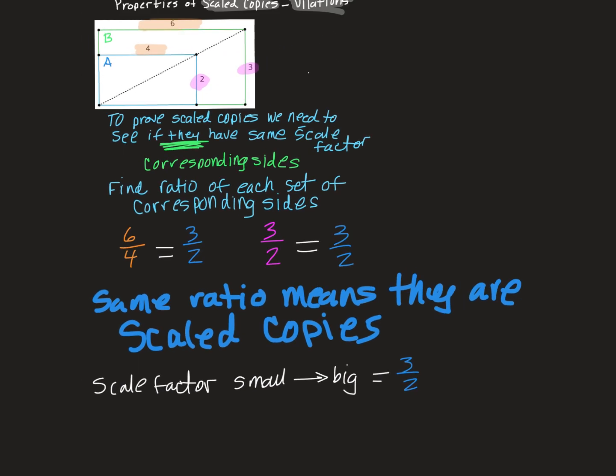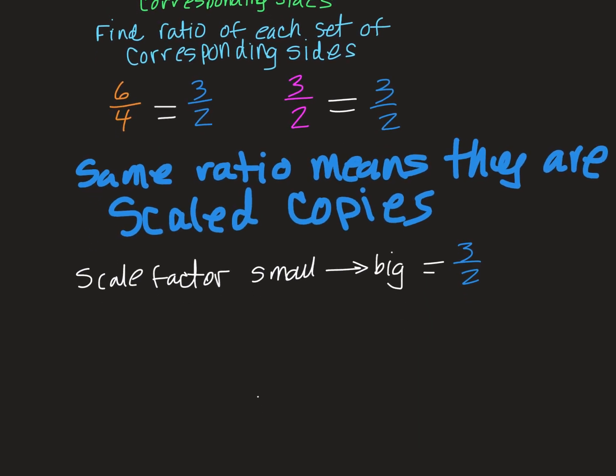If you take each of those shorter sides and multiply them by 3 over 2, which I know a bunch of you guys were already doing, because I saw a bunch of you guys being like, 1.5. Well, that's the same thing as 3 over 2, right? So the scale factor going from small to big is 3 over 2.